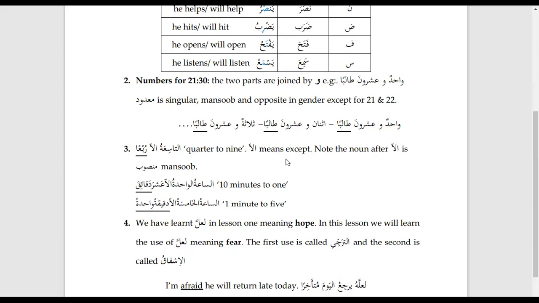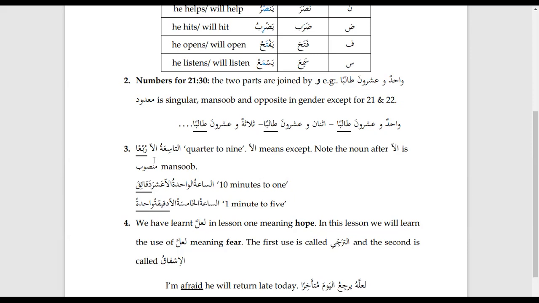Illa basically means except, and inshallah after about illa we will discuss a lot in book number 3. But normally we know that the noun that comes after illa is mansub. So why is @9 feminine? as-sa'atu at-tasiyatu illa rub'an, because asa is mahdhuf, or I forgot to write it here, but it basically means the clock is 8:45, but asa is used over there.